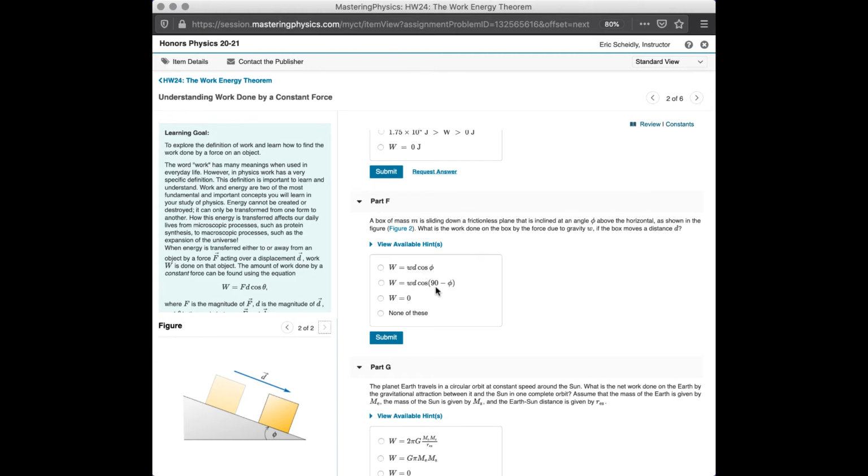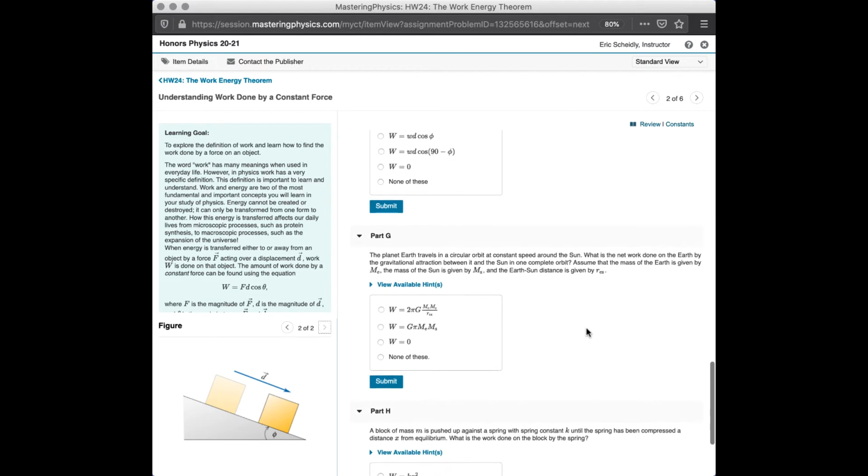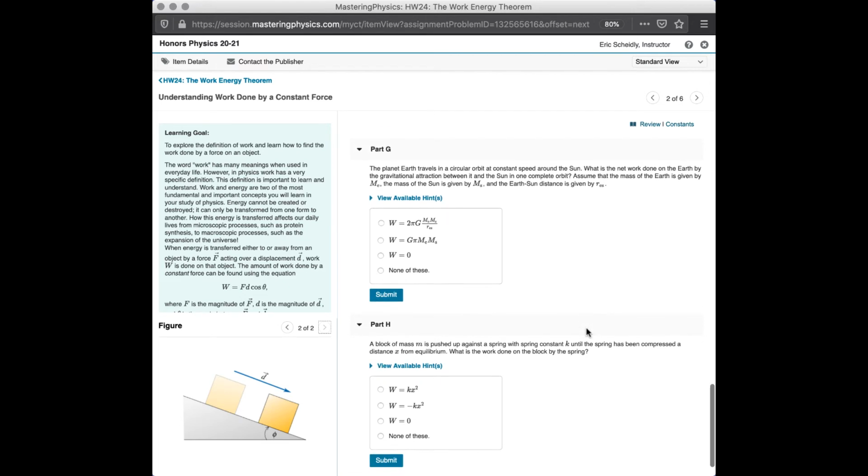Well, you have to understand a little bit from your math, and that is that the cosine of 90 minus phi is equal to the sine of phi. So it turns out that this second one is in fact the answer, having a little bit more to do with math than anything else.